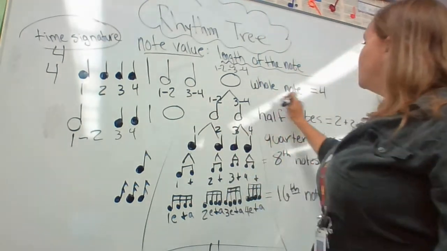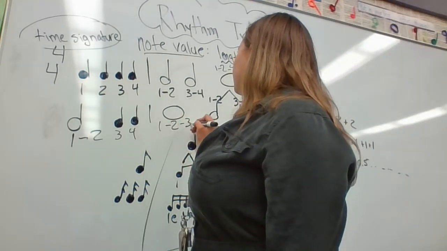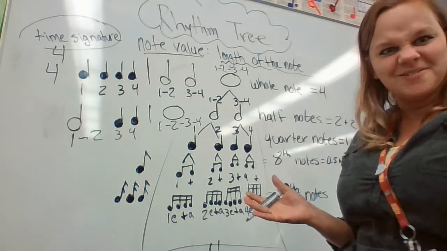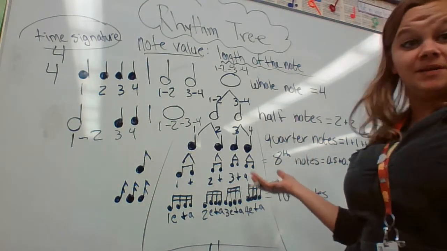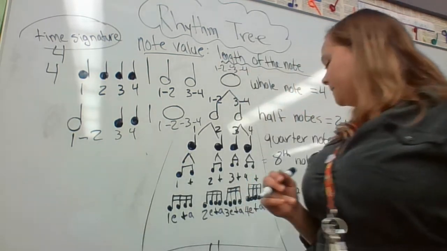How do I count that? Well, I know a whole note gets 4 beats. 1, 2, 3, 4. This is kind of cool, right? It's like we're writing in a different language because music is a language after all. Let me get some of these scribbly things out here.